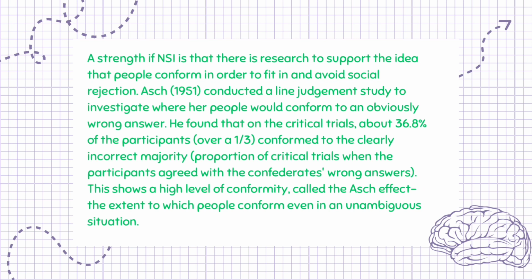Asch, 1951, conducted a line judgment study to investigate whether people would conform to an obviously wrong answer. He found that on the critical trials, about 36.8% of the participants, over a third, conformed to the clearly incorrect majority, when the participants agreed with the confederates' wrong answers. This shows a high level of conformity, called the Asch effect, the extent to which people conform even in an unambiguous situation.